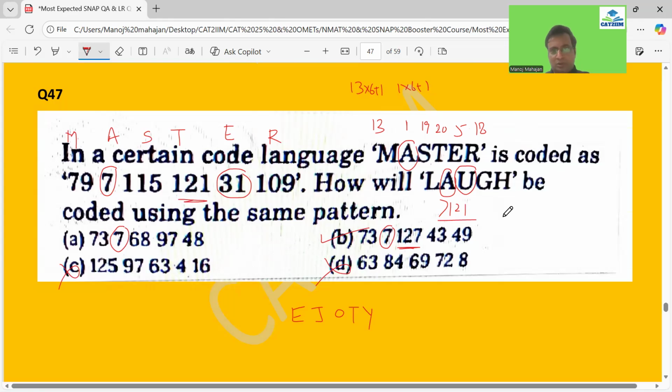Like 121, how did you get it? 20 into 6 plus 1. So the position of the letters is multiplied first with 6 and then 1 is added. So it was tough to crack in this way. But I told you that options always help in the exam, right?